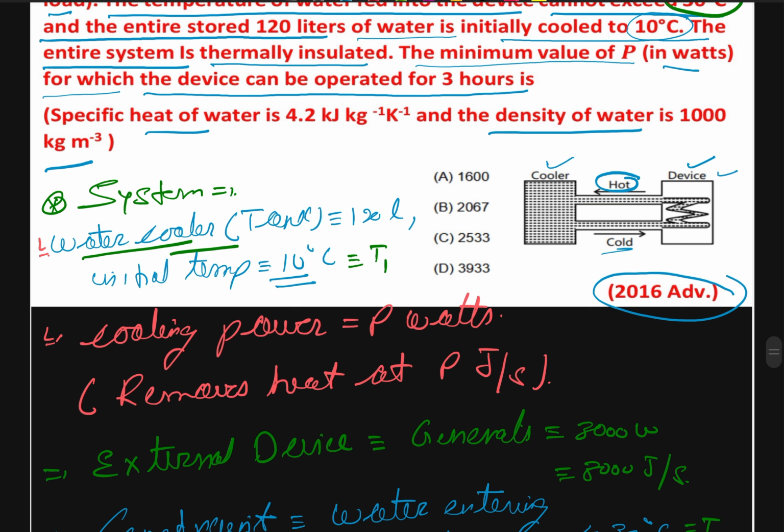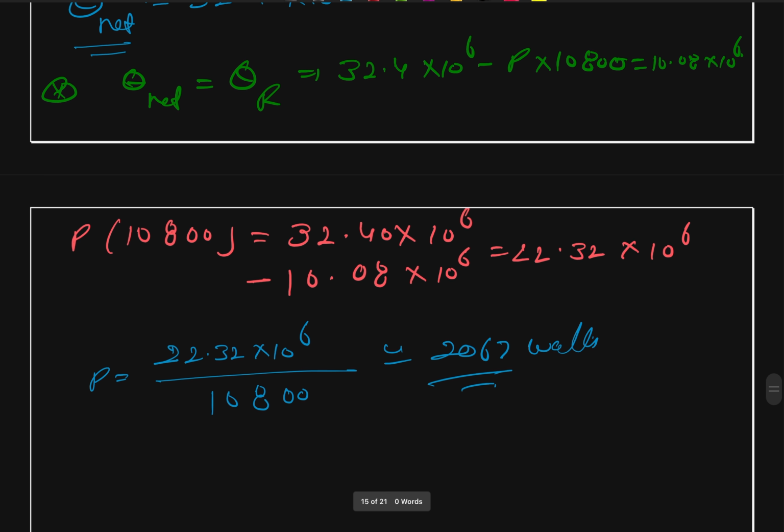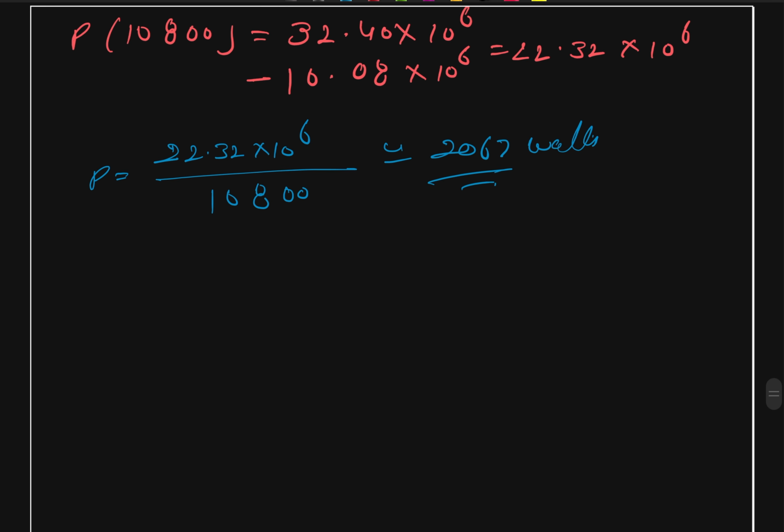Okay, so this amount of power is required to operate for 3 hours without raising the temperature above 30 degrees centigrade. Okay, so this completes all 3 questions from 2016 Advanced. Thank you.